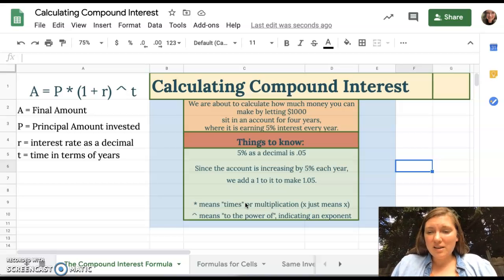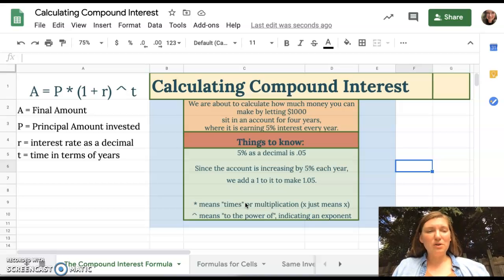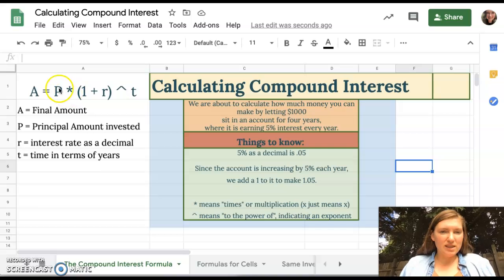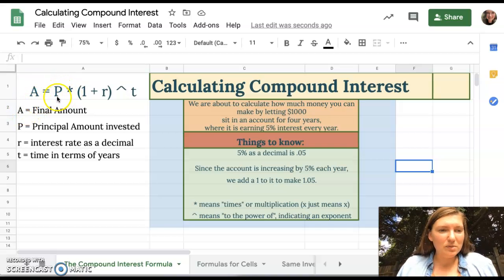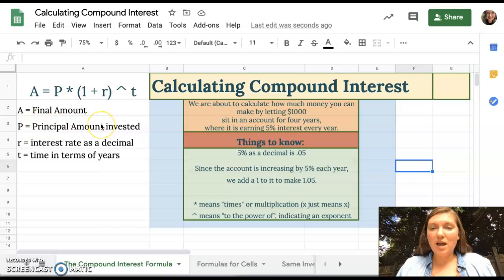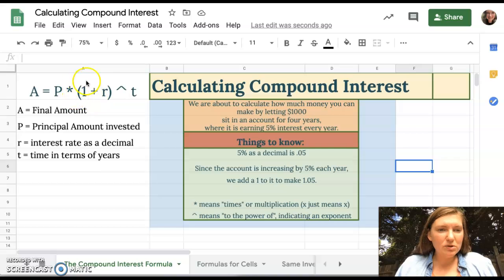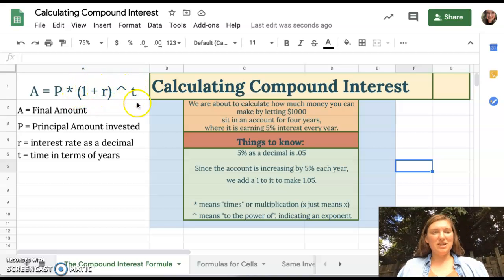So there's a mathematical formula we can use to keep track of how much we're going to earn over time. And it looks like this. The A stands for the final amount that we have. The P is the principal amount invested, meaning how much you first put in. Then we have the interest rate as a decimal with a 1 before it. And then the time in terms of years.